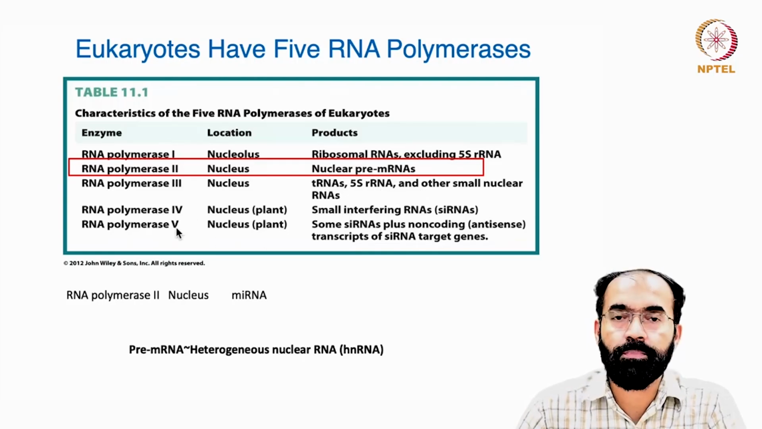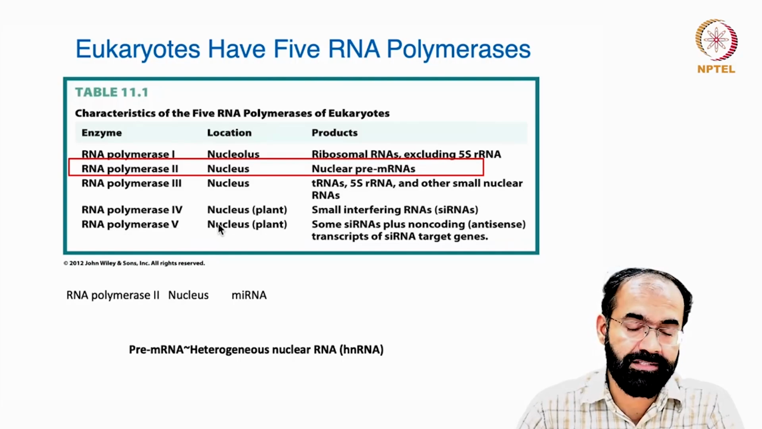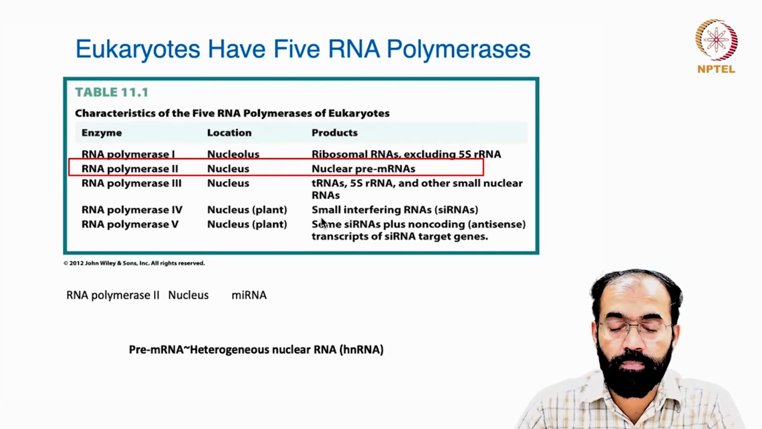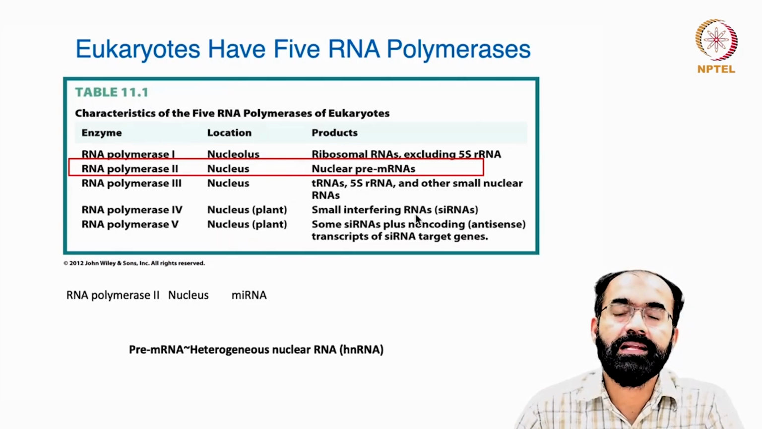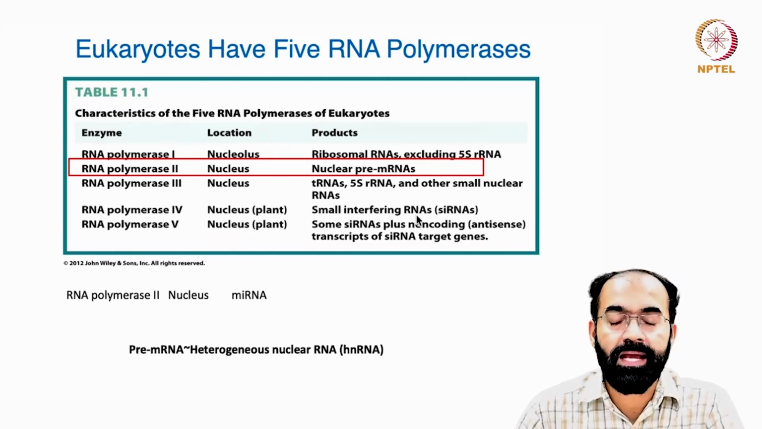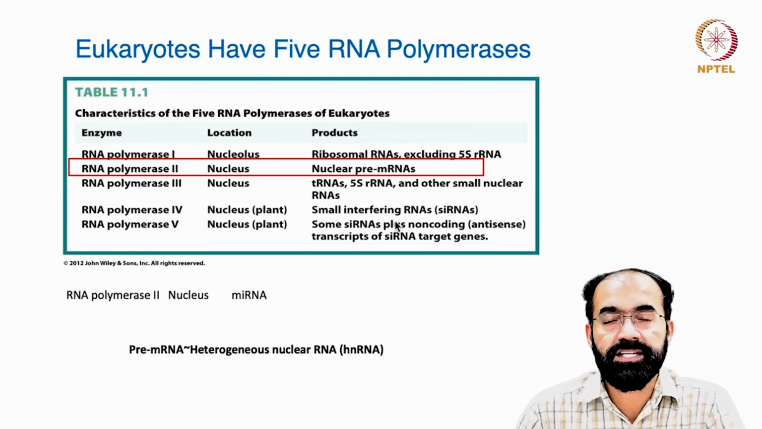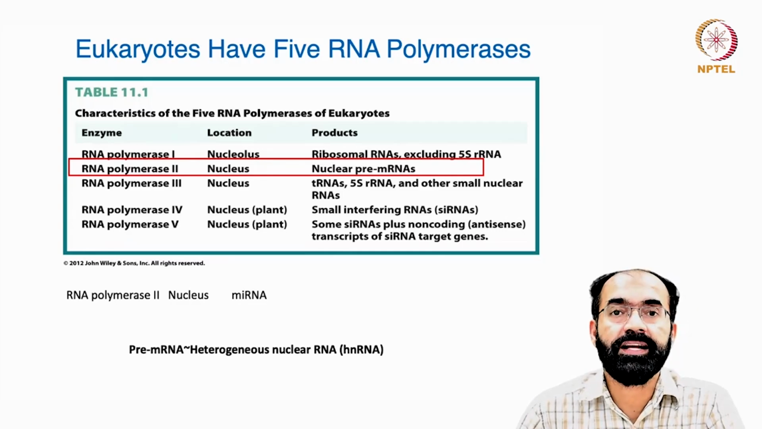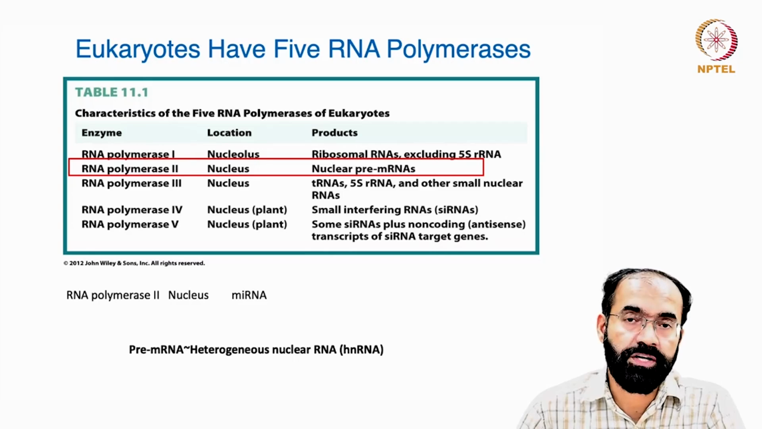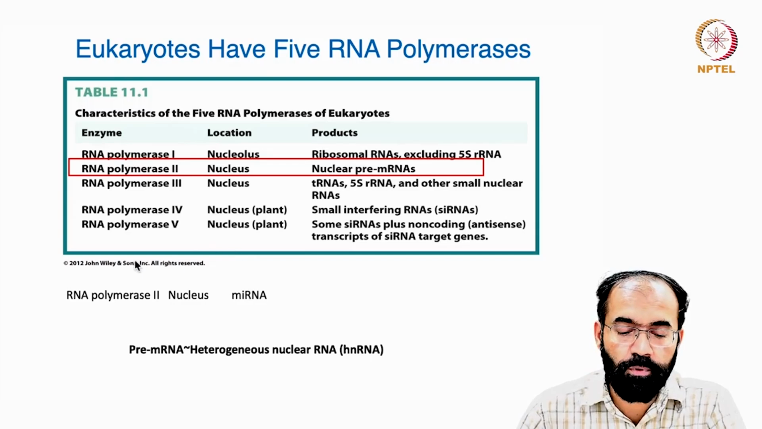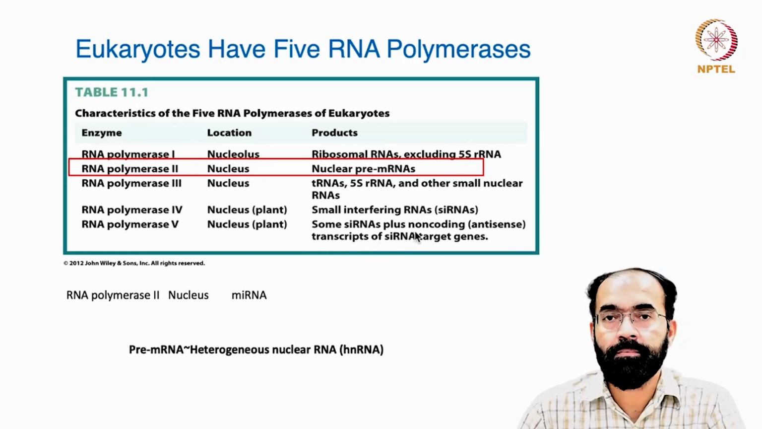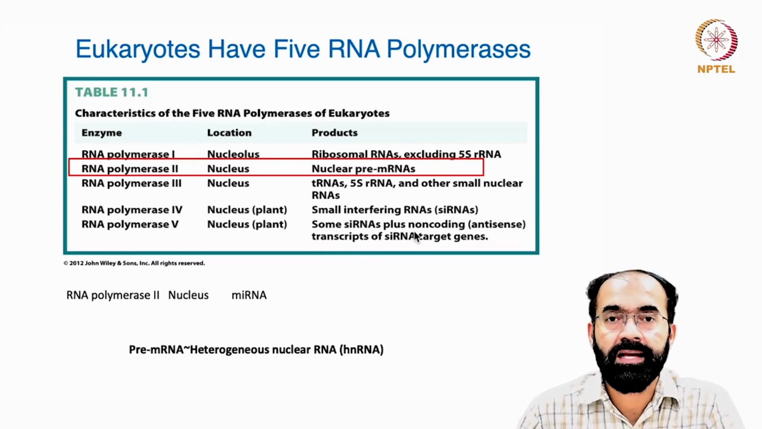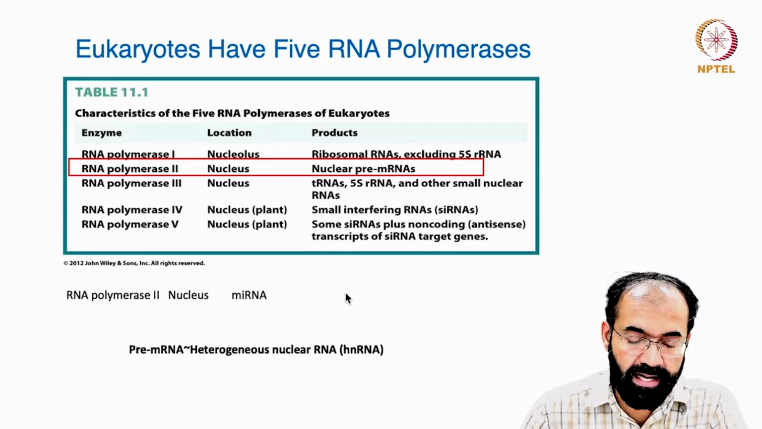Whereas polymerase 4 and polymerase 5 are a feature in plants, and what they do is produce siRNA. They are mainly meant for silencing some of the mRNA transcripts. In plants, the gene regulation through RNA mediated gene silencing is quite high. That allows protection from invading pathogenic bacteria and viruses. So polymerase 5 also produces siRNAs and some non-coding RNAs which can help in silencing of the target genes.